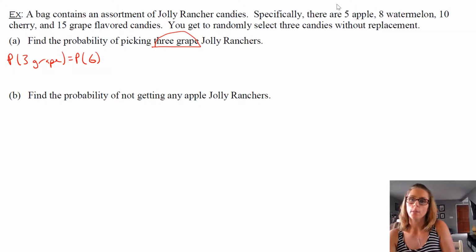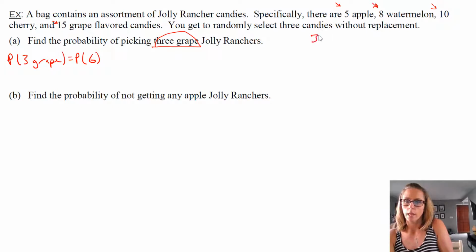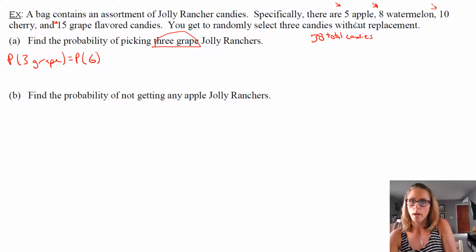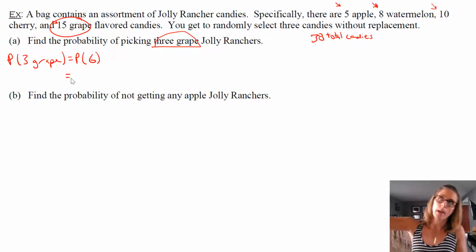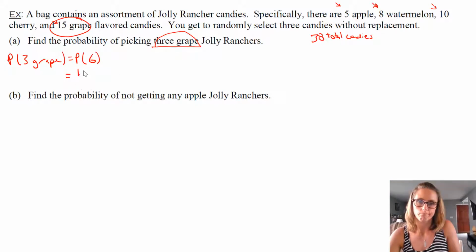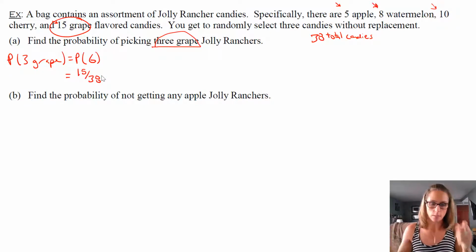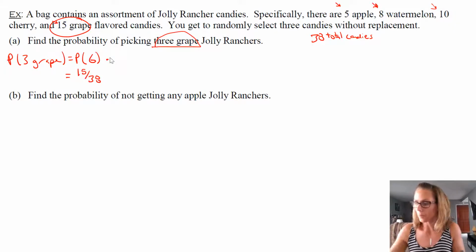One thing we do need is to know how many total Jolly Ranchers there are. If you want to take a second, see if you can add those all together. So we have 38 total candies, 38 candies in our sample space, and we know that we have 15 grape. So the probability that we reach into the bag and pull out a grape is 15 out of 38, because there are 15 grape candies and 38 in the bag.